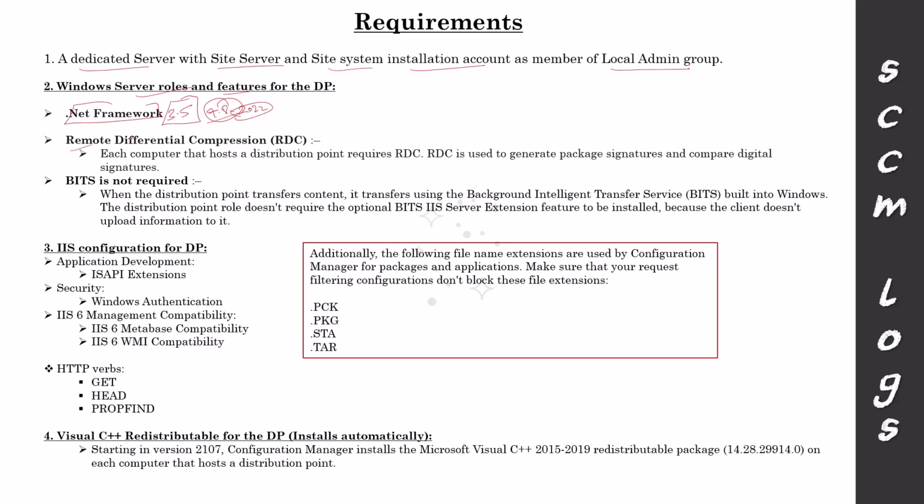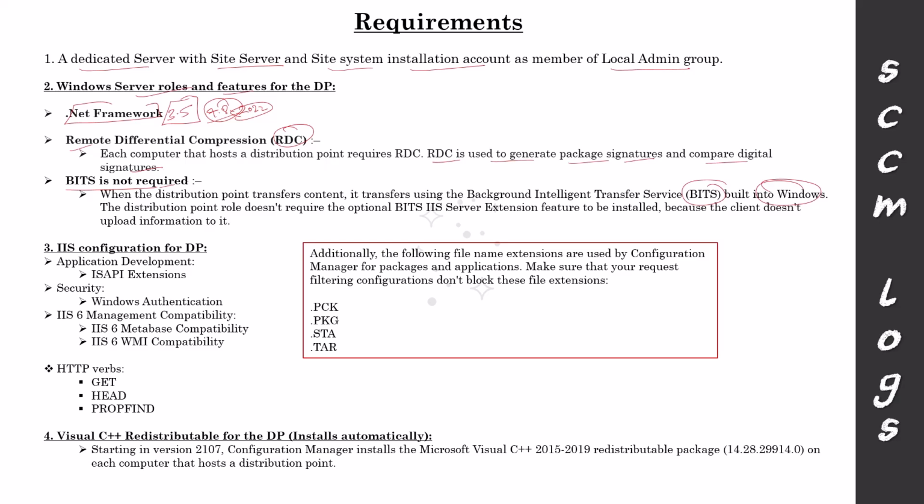Next, RDC, Remote Differential Compression. You may ask why we need RDC. RDC is used to generate packet signatures and compare digital signatures. This is the reason we require RDC. BITS is not required for the DP installation, because it will use the inbuilt BITS in Windows. The clients are not uploading anything to the DP.